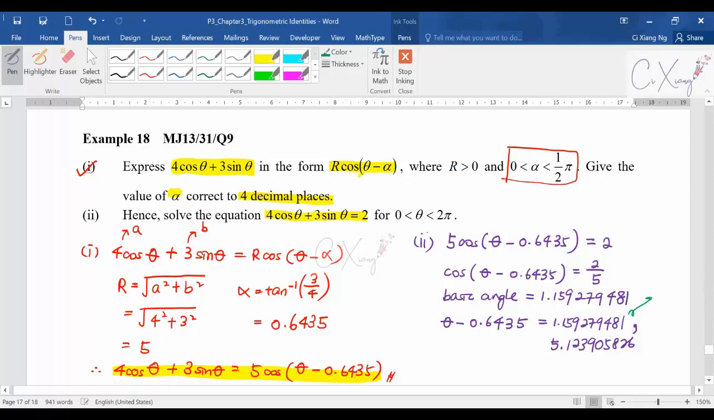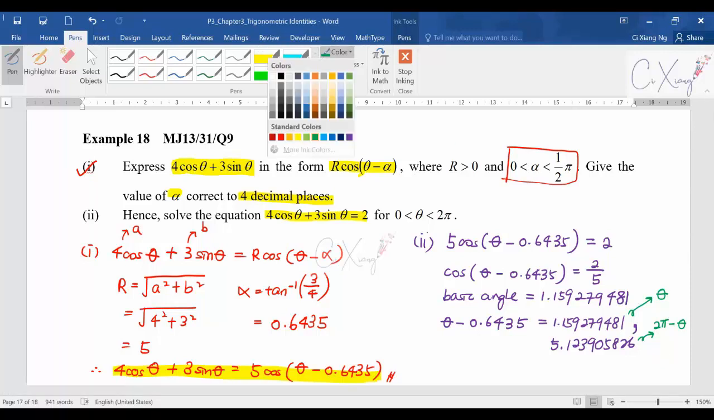So again, for the first quadrant, the answer is straight away the basic angle. And then for the last quadrant, to get the answer, you need to take 2 pi minus basic angle. So all this knowledge, we learned before. If you forget how to do it, refer back to your AS syllabus one more time. The process is exactly the same.